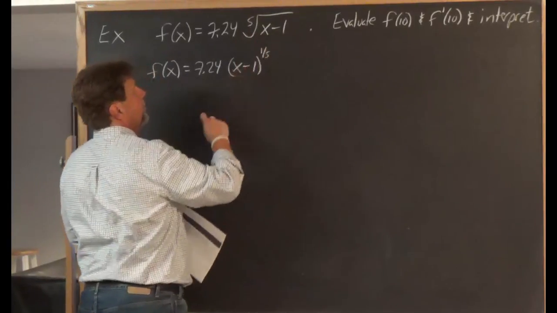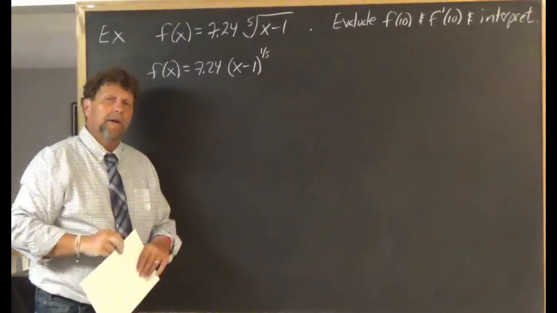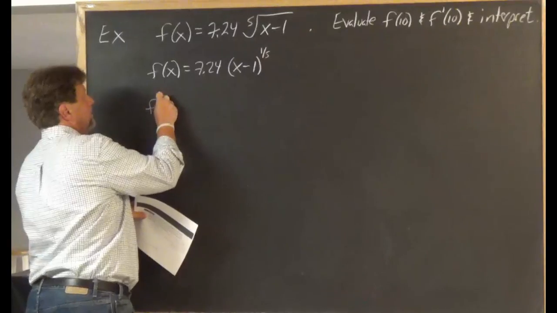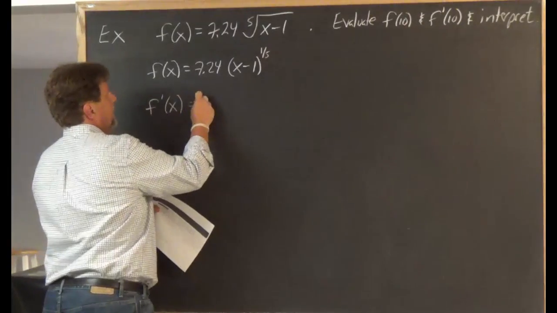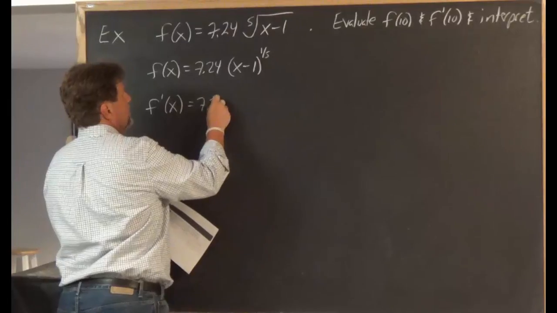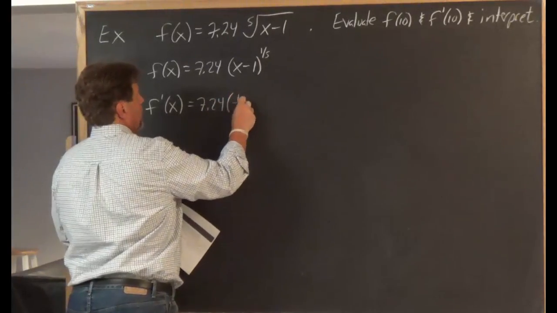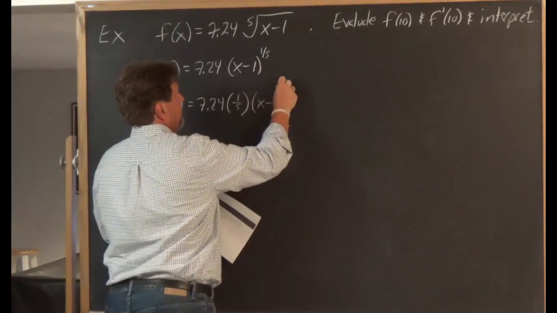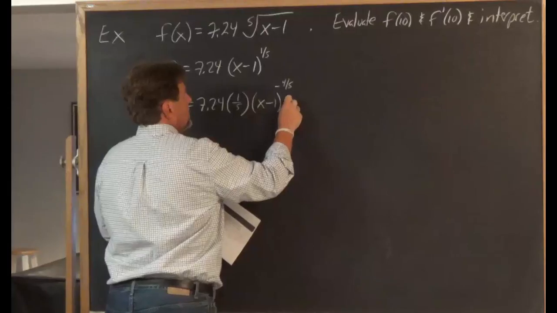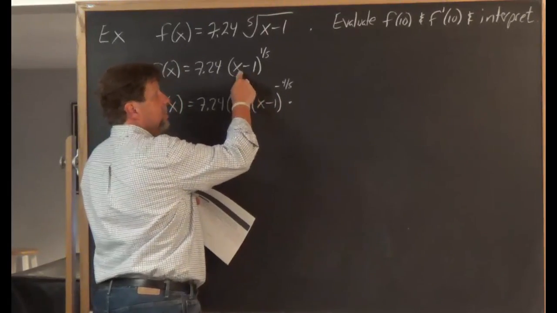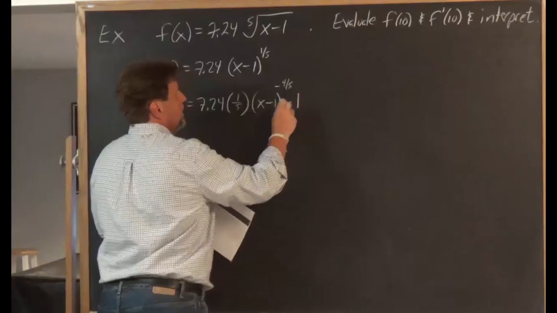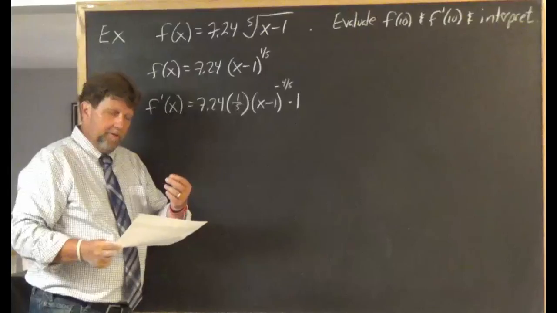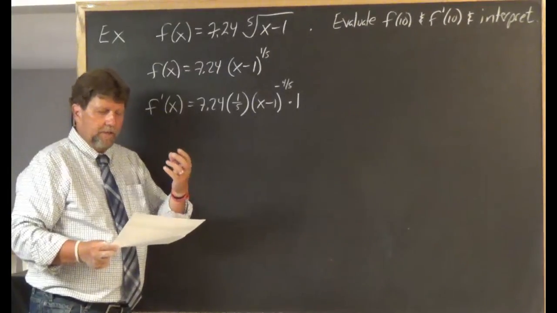Instead of seeing the fifth root of x minus 1, I'm going to rewrite that as x minus 1 to the 1/5 power. So when I get the derivative, it is 7.24 times 1/5 quantity x minus 1 to the negative 4/5 times the derivative of the inside function. So the derivative of x minus 1 is 1. Okay, so I have the derivative. Now let's go about answering the questions.